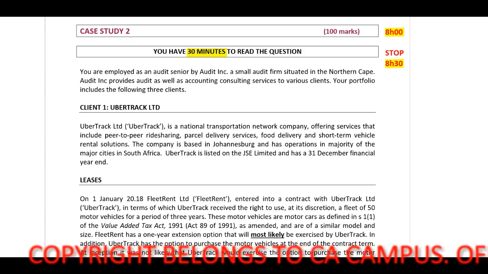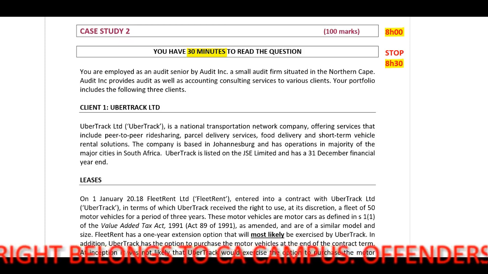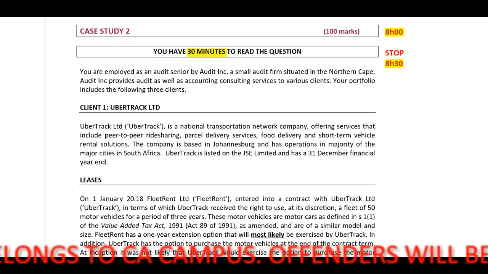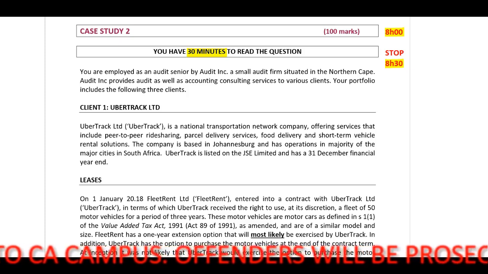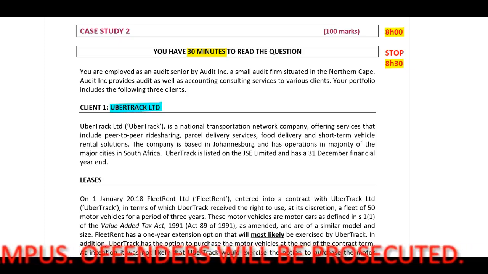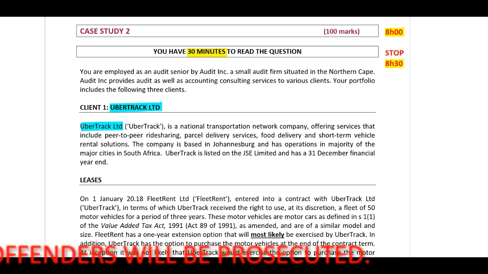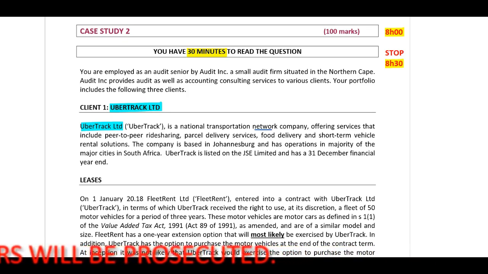You are employed as an audit senior by Audit Inc., a small audit firm situated in the Northern Cape. Audit Inc. provides audit as well as accounting consulting services to various clients. Your portfolio includes the following 3 clients. Client 1, UberTrack Limited. UberTrack is a national transportation network company offering services that include peer-to-peer ride-sharing, parcel delivery services, food delivery, and short-term vehicle rental solutions.